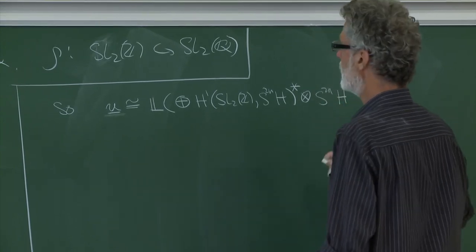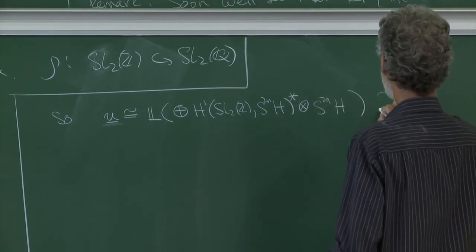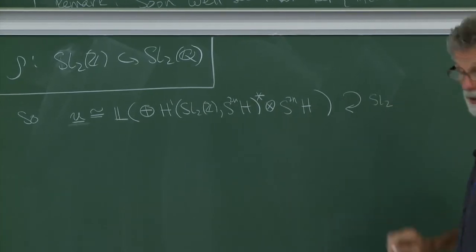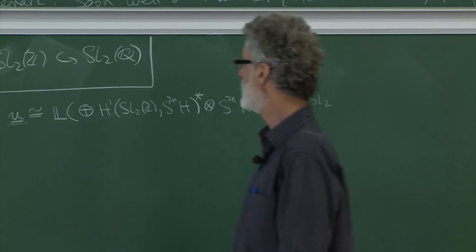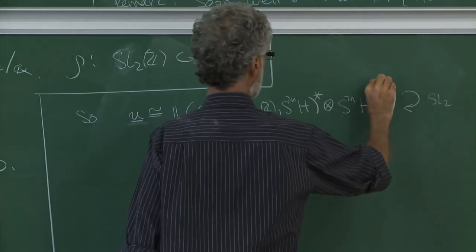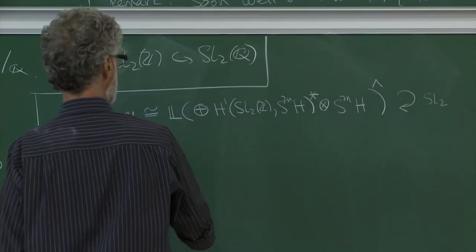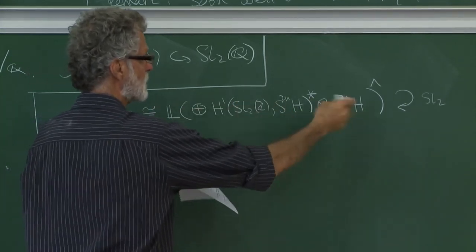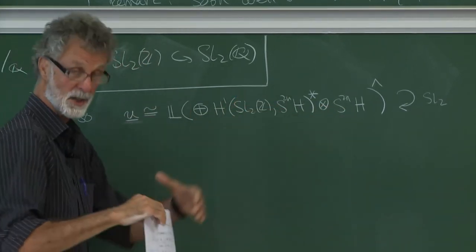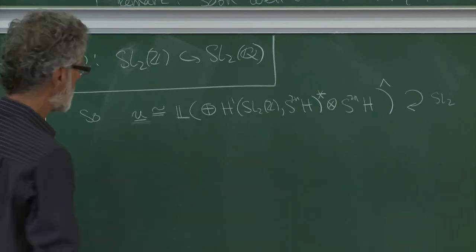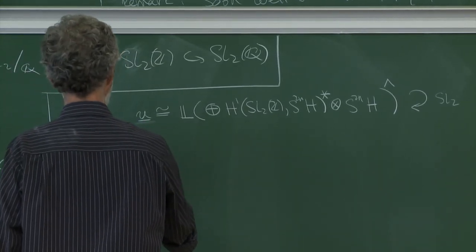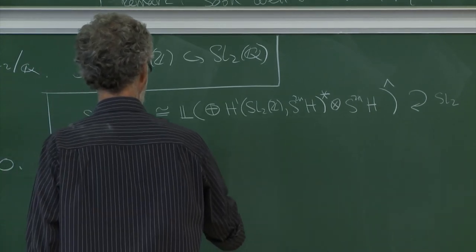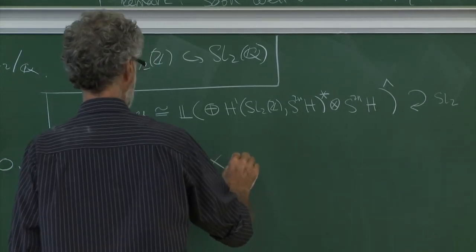So something I'll explain in a little bit more detail next time is that SL2 acts on this. And the claim is that we have to complete it. We complete by taking the inverse limit of all finite dimensional quotients of this that have an SL2 action. And then G rel is unnaturally isomorphic to SL2 semi-direct product U.